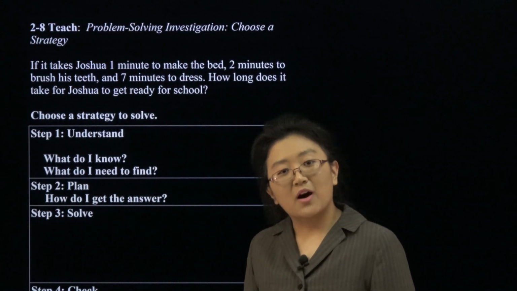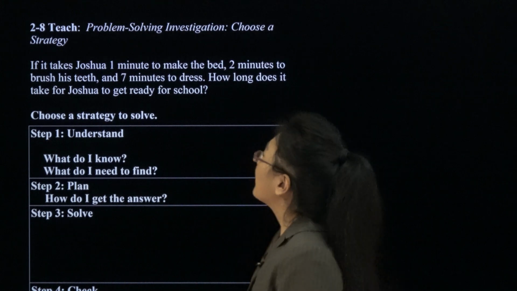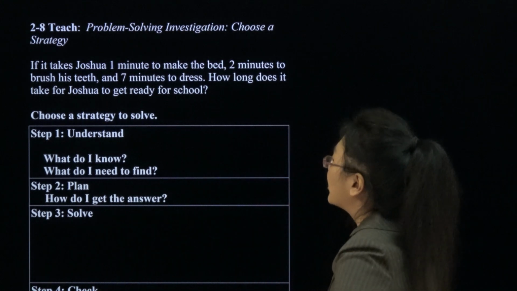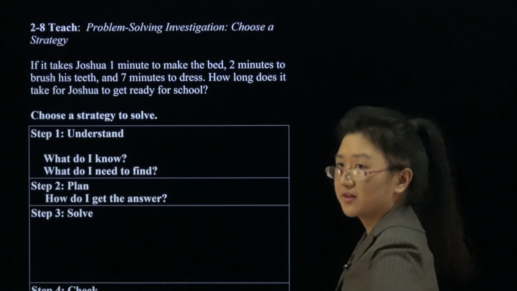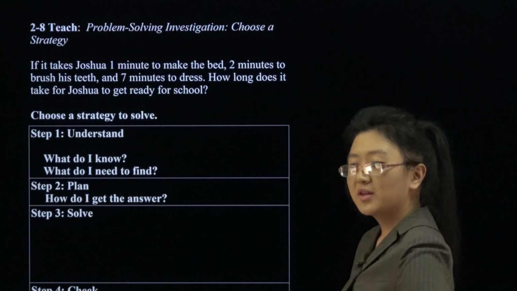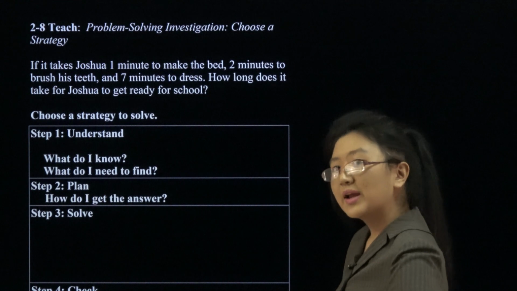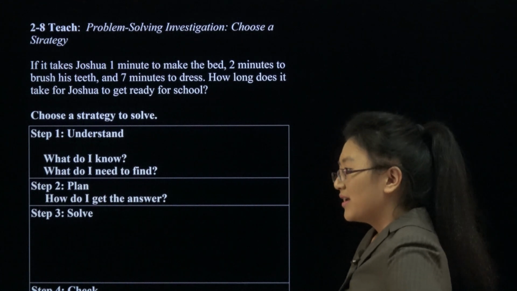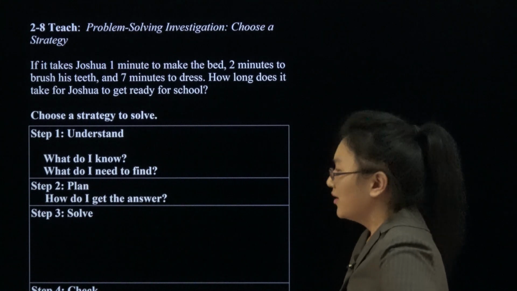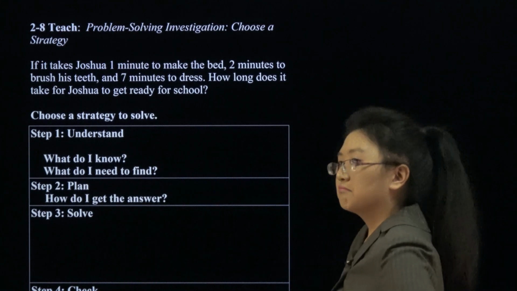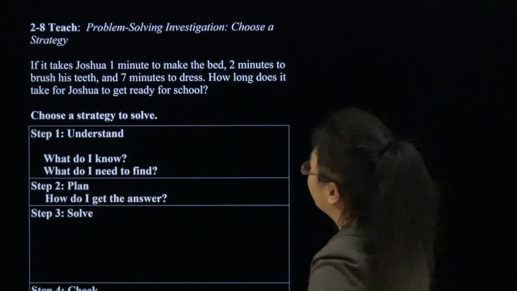Alright, so it's problem solving, and it's choose a strategy this time. Now, before we choose a strategy, we first need to read the question and understand what it wants us to do. Because sometimes what it wants us to do is, well, actually most of the time, very important to how we do the problem.